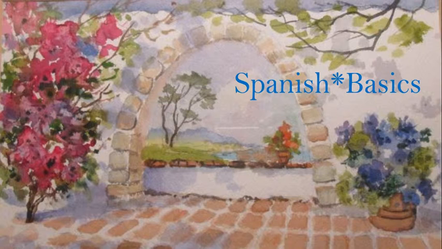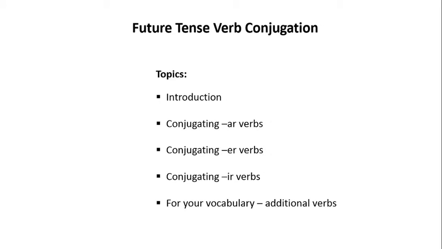In this module, I'll be speaking to you about future tense verb conjugation. As an outline, we'll first begin with an introduction, then I'll follow with an example of conjugating AR verbs, conjugating ER verbs, and conjugating IR verbs. And lastly, for your vocabulary, there'll be some additional regular verbs.